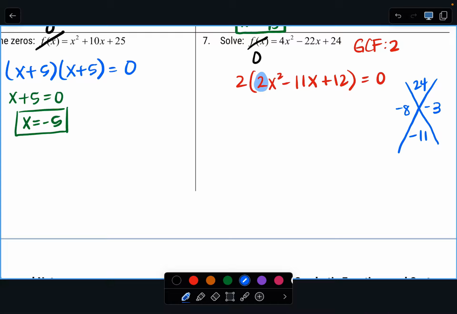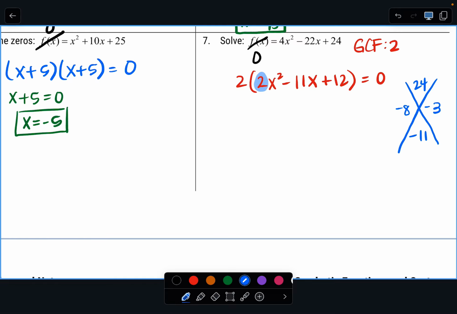So -8 times -3 is positive 24, because a negative times a negative is a positive. And if I add -8 plus -3, I get -11. So that is what you're doing when you're going through this process to pick these numbers. You really, really have to know that 12 by 12 table really, really well.